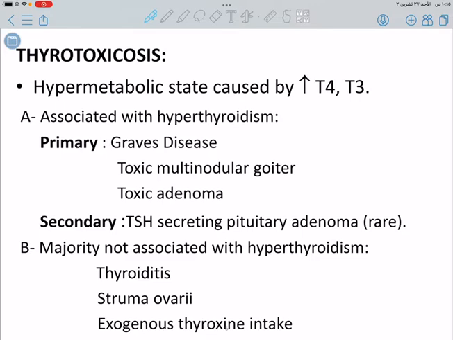The thyrotoxic cases that are not associated with hyperthyroidism are where production of T3, T4, the function is normal, but something is happening leading to elevated T3, T4. Like what, for example? Like thyroiditis. Thyroiditis with inflammation, the cells are functioning normally, but why do I have thyrotoxicosis or elevation in the level of T3, T4? We see destruction of the follicular cells and abnormal release of T3, T4 into blood. Okay? But the function itself is, they are not hyperfunctioning follicular cells.